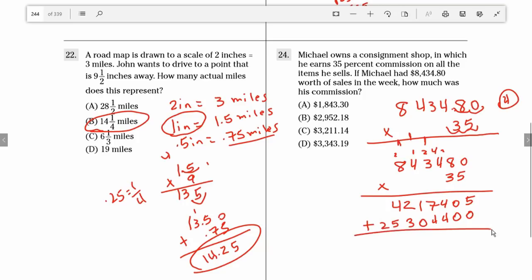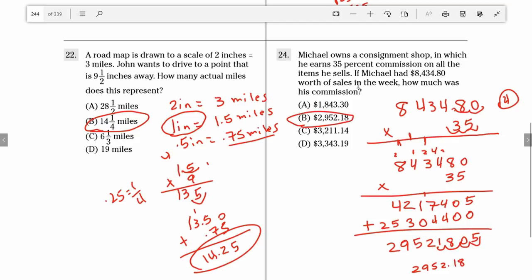Let's add. 5 plus 0 is 5. 0 plus 0 is 0. 4 plus 4 is 8. 7 plus 4 is 11. Carry the 1. 1 plus 1 is 2. 2 plus 3 is 5. 4 plus 5 is 9, and 2 plus 0 is just 2. Add in our 4 decimals, 1, 2, 3, 4. So we can see this is 2,952.18, which is right there.